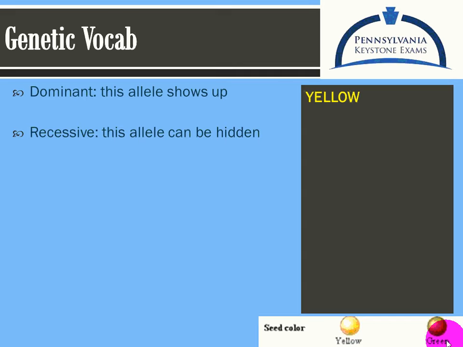Recessive means that it can be hidden. It doesn't mean it's never present. It just means that if there's a dominant and a recessive together, the recessive trait will not show up. In the case of the seed color for pea plants, that would be green.